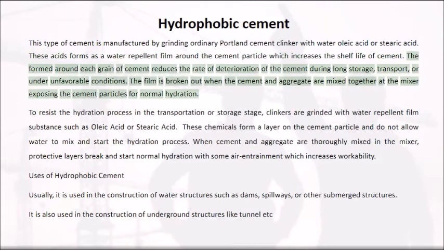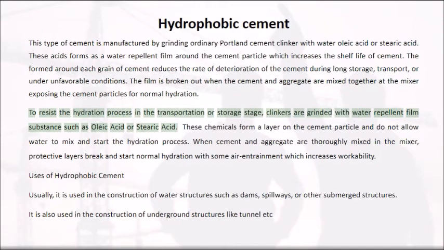The film formed around each grain of cement reduces the rate of deterioration of the cement during long storage, transport, or under unfavorable conditions. The film is broken when the cement and aggregate are mixed together at the mixer, exposing the cement particles for normal hydration.